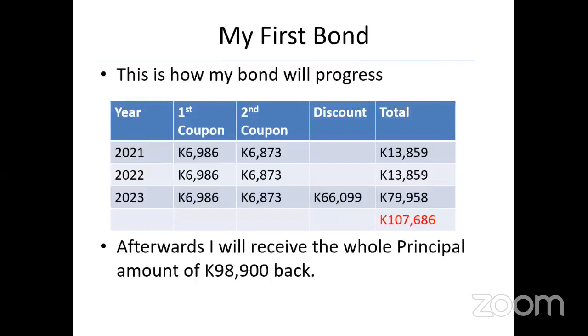So for me, these are the actual real numbers. The first coupon came through in the first 6 months after the bond was bought. I received 6,986. Then the second coupon was 6,872, and I predict that it's going to be the same.